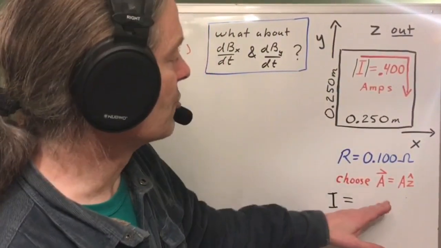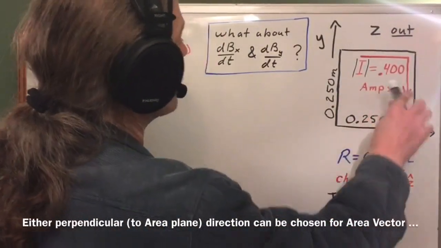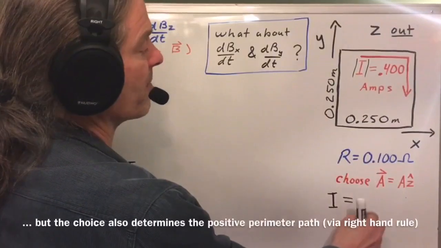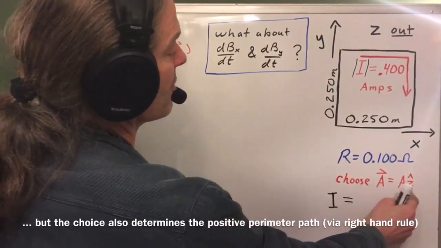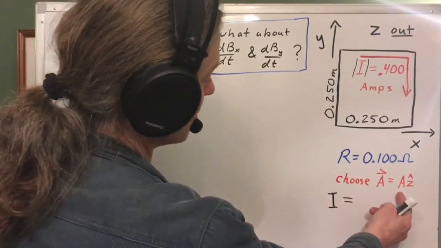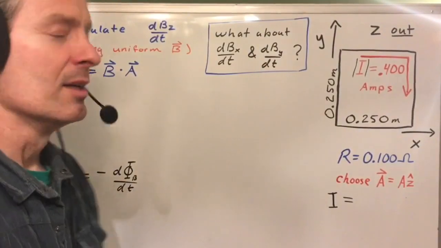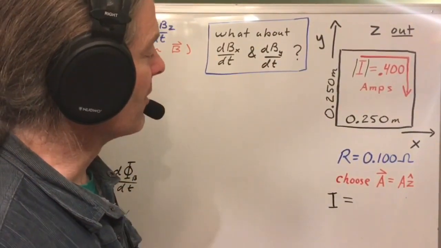So I'm going to choose my area vector. I could choose it into the page, into the board, but I'm going to choose it out of the board. So I'm going to choose my area vector to be in the Z direction. So I'm going to write it as area vector equals area magnitude, which is just the area, times the Z hat direction. Now we might do some advanced thinking about this.